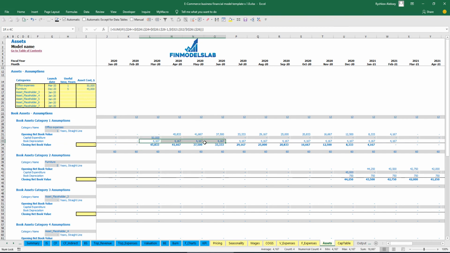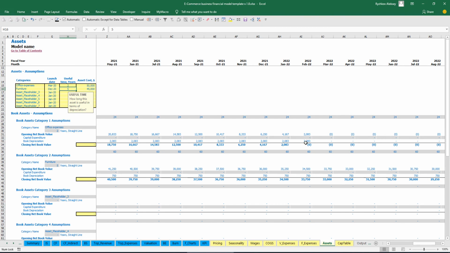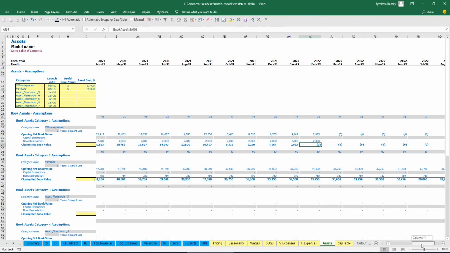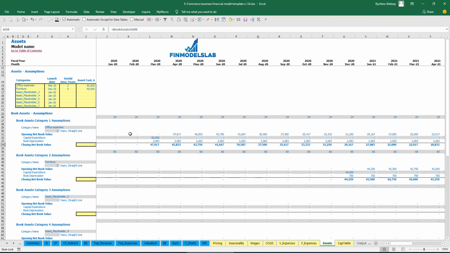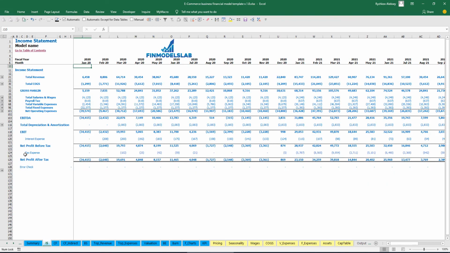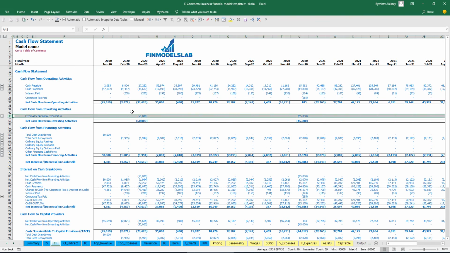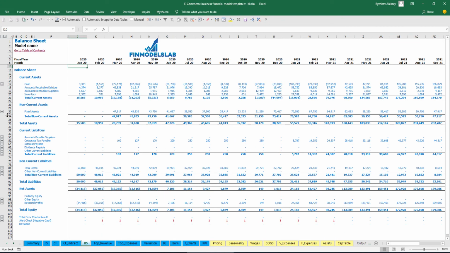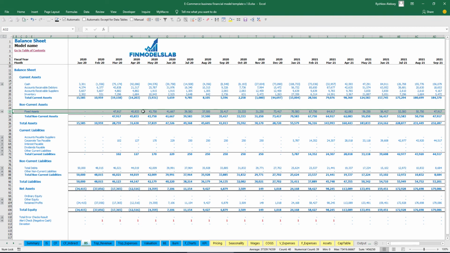You may see the calculation of book depreciation for 1 year according to the useful time. If you will set 2 years, for example, you will see that it will be amortized fully for February 22, which is 2 years from March 20. And you can see the closing net book value of this asset. Additionally, you can input up to 6 other assets line items. So in income statement, you may find the depreciation and amortization amount for each month. On the cash flow, you may see the fixed asset capital expenditure. And on the balance sheet, you may see the total closed net book value for these assets.